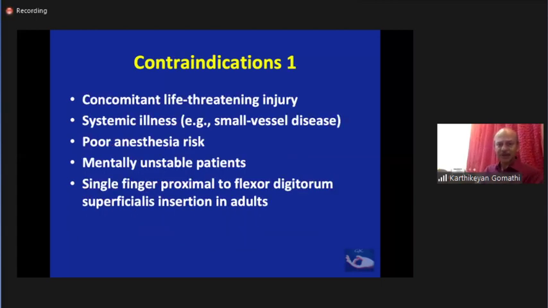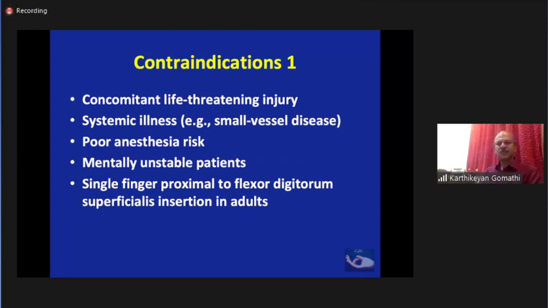Do not do a replantation if there is a concomitant life-threatening injury. If you have a good anesthesia team, a good backup, a good ICU backup, you can try it. But it is very important to keep remembering all the time that the life of the patient is more important than the replantation.